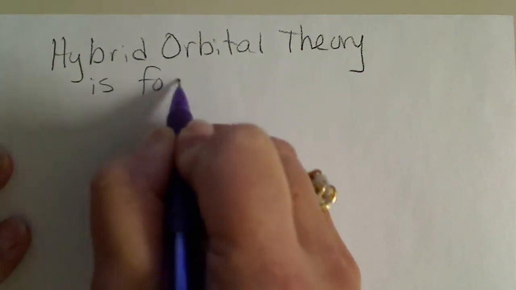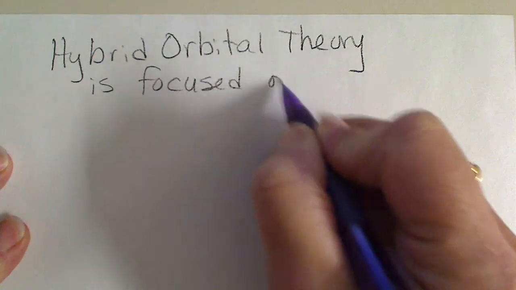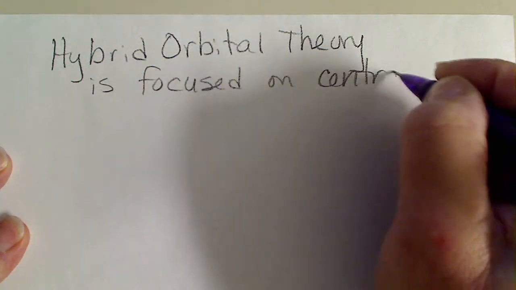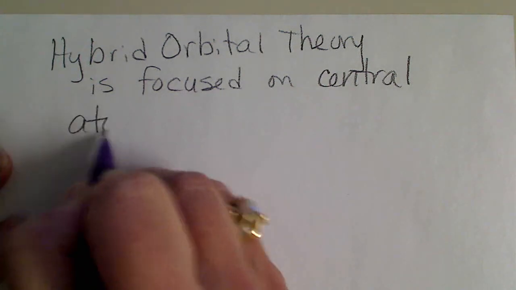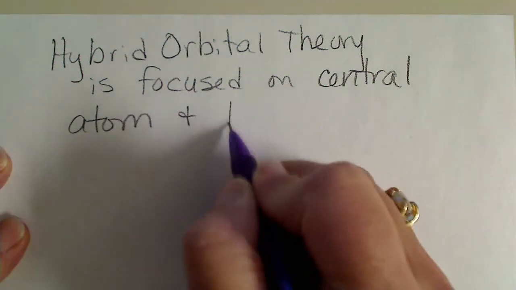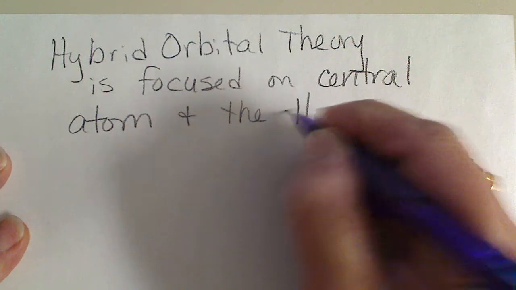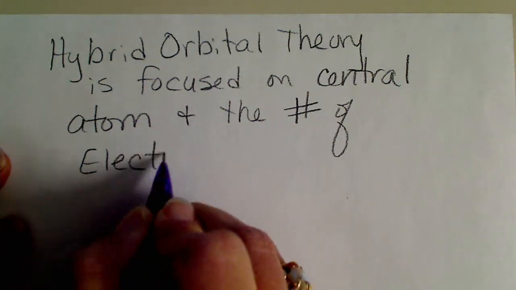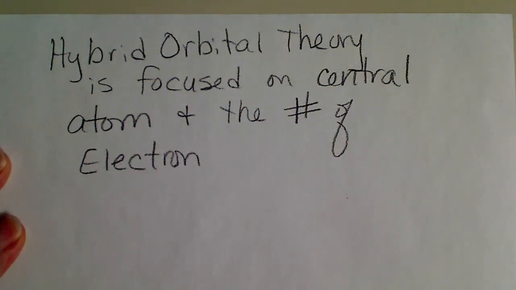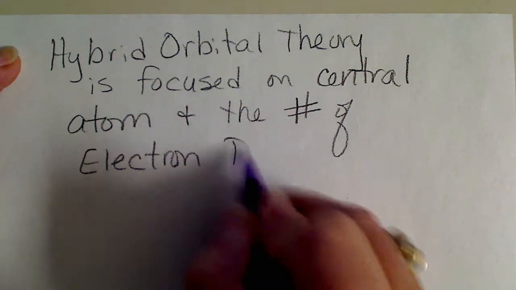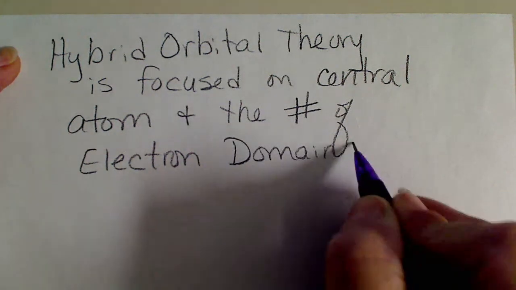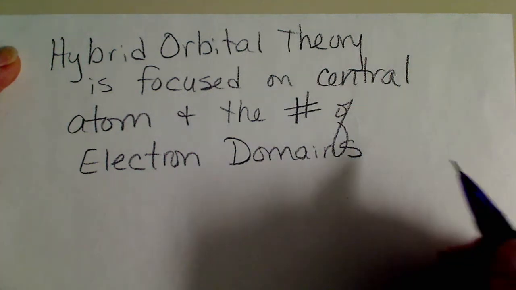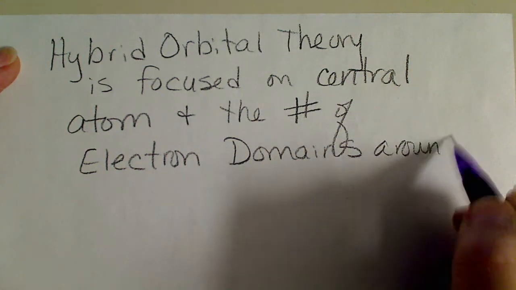So hybrid orbital theory is focused on the central atom. So we are only looking at small molecules, and the number of electron domains is critical in order to determine how many atomic orbitals are going to be hybridized to create the hybrid orbitals. So the number of electron domains we talked about on an earlier slide. This is around the central atom.